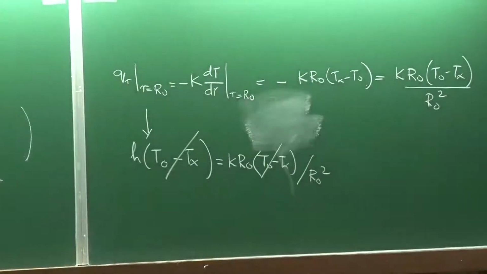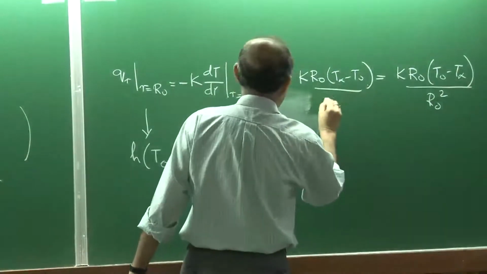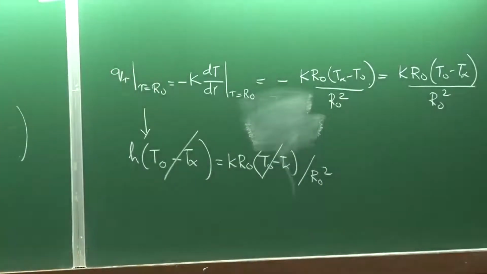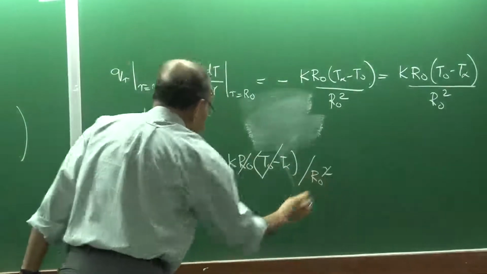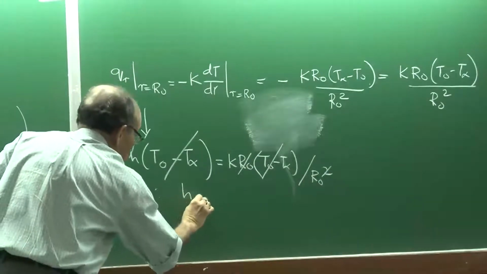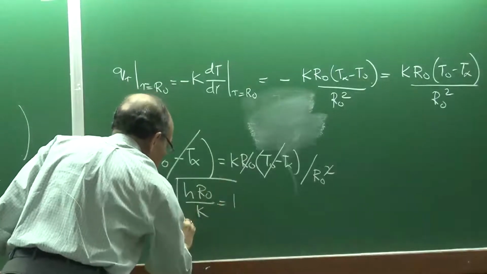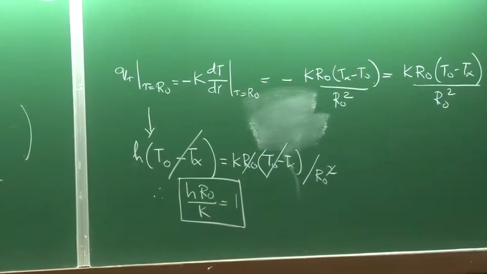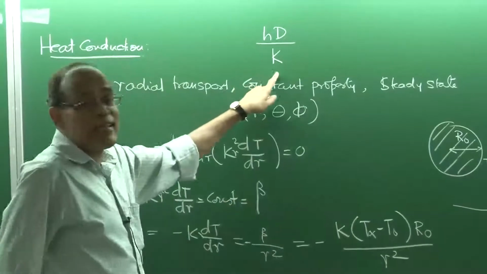So, from here only I will write the flux evaluated. So, this is absolutely fine now. This r 0 and the square will cancel out, and therefore, I am going to get H r 0 by k equal to 1. These are characteristics, or I can say that the same expression can be written as H d by k, where d is the diameter, and this k is a thermal conductivity.